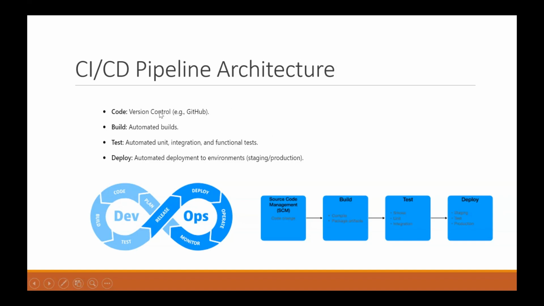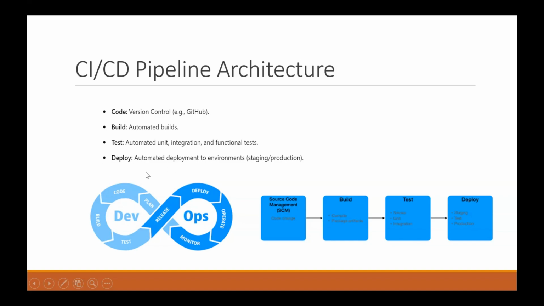These are some of the steps we already discussed. First, you will have to code. Your code will be inside version control like GitHub or somewhere else. Once coding is done, you build the code with automated builds. You run the test cases, with automated unit, integration, and functional testing.